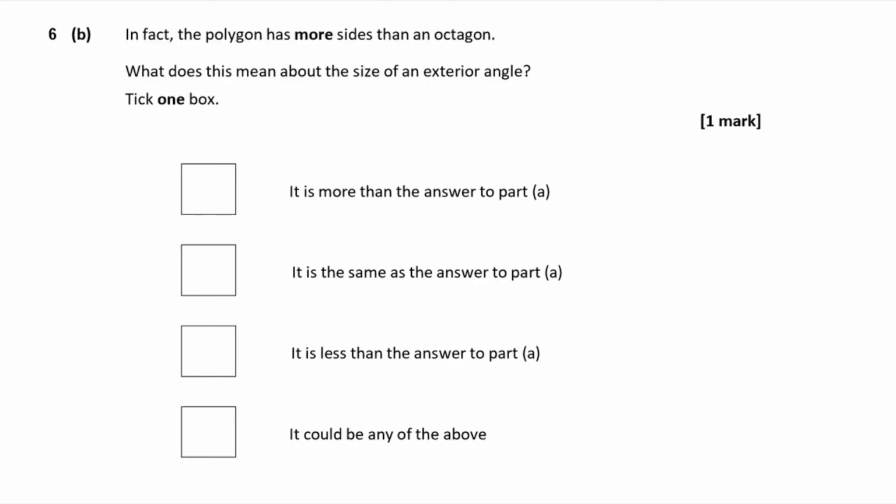Part B says, in fact, the polygon has more sides than an octagon. What does this mean about the size of the exterior angle? Okay, so we did have the size of the angle was equal to 360 divided by 8.